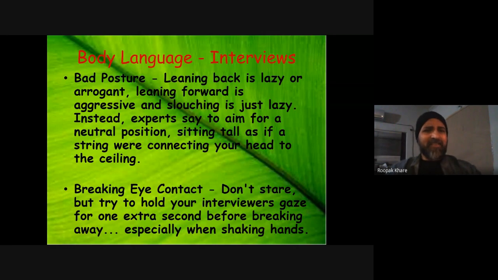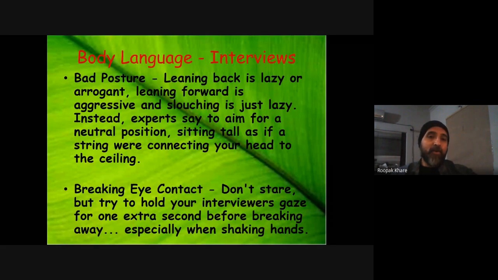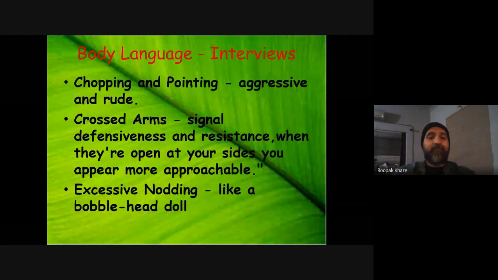You should not always sit straight. Instead, experts say to aim for a neutral position, sitting tall as if a string were connected through your head and attached to the ceiling. Breaking eye contact: you cannot keep staring at somebody, but try to hold your interviewer's gaze here and there for one extra second before breaking away, especially when shaking hands.